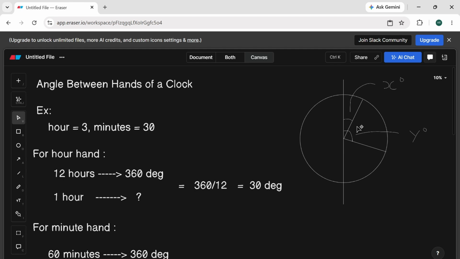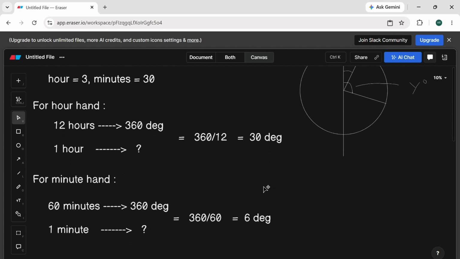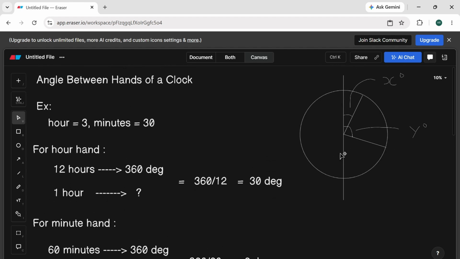So this is something that we are going to apply in our solution. First of all, we need to understand some basic things when we work with a clock. For the hour hand, we know that in 12 hours the hour hand rotates 360 degrees. So in 1 hour, how many degrees? It is 360 by 12, that is 30 degrees. So in 1 hour it is rotating by 30 degrees. Since this is a reference point, from 12 back to 12 is 360 degrees.